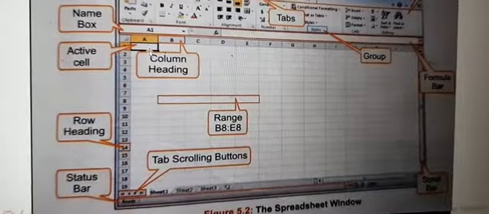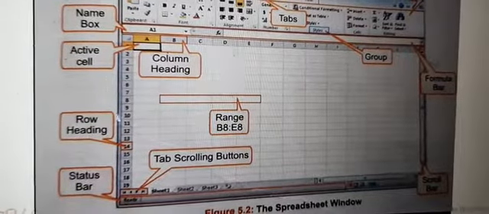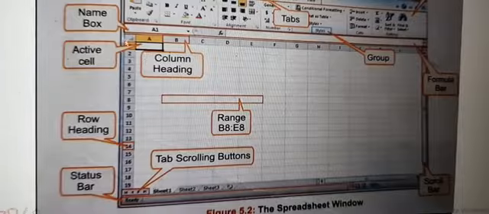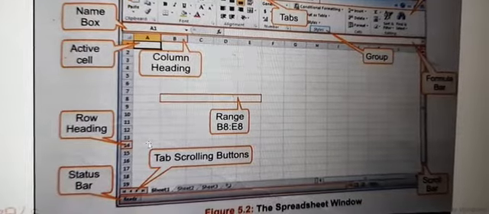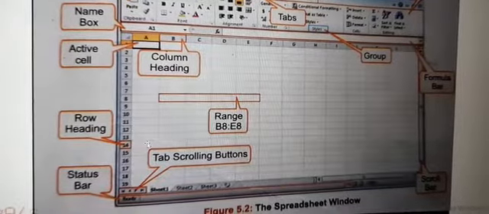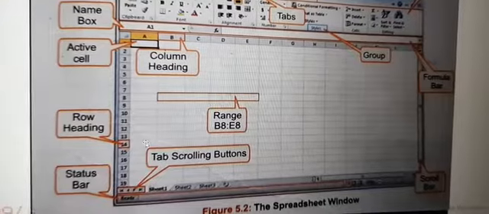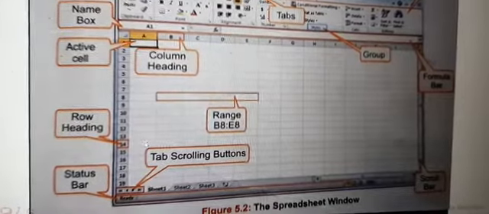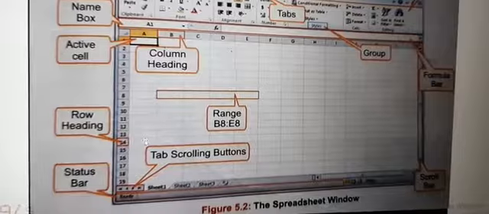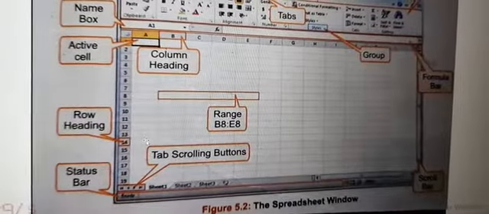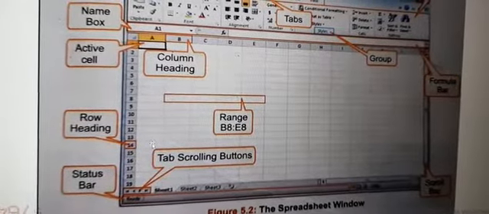Now next is row heading. Where is it? Row heading is this, where the numbers are written. Row headings are the numbers marked from 1 to 1048576 along the left border of the worksheet to represent the rows. Okay, this is your row heading.